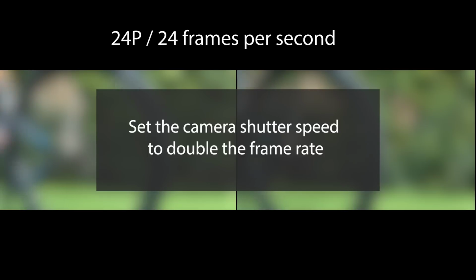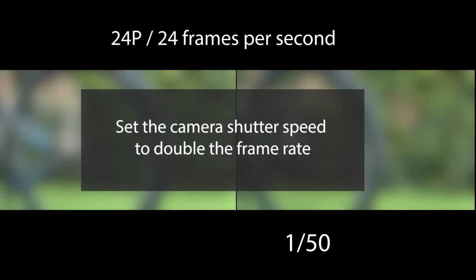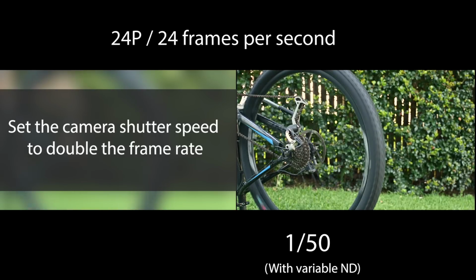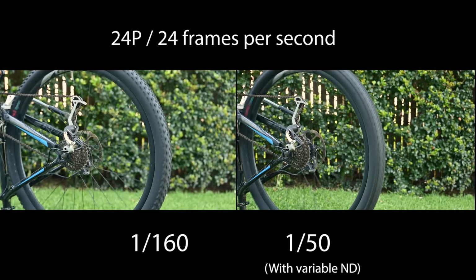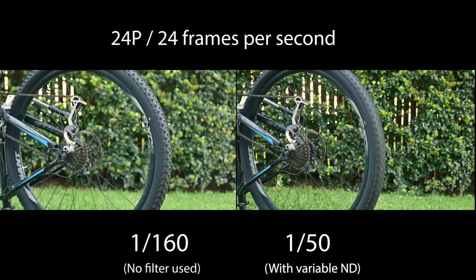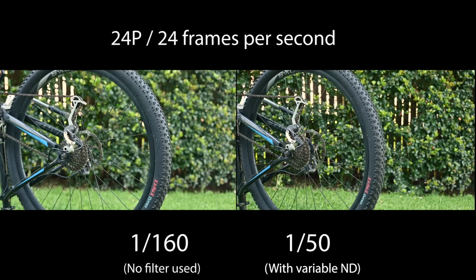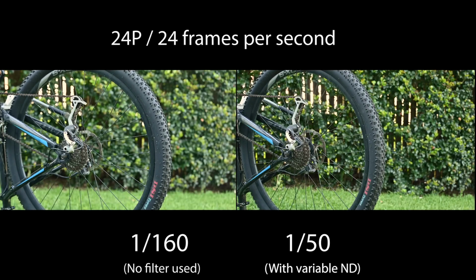So if I'm shooting at 24p or 24 frames a second, 2 times 24 is 48. Now the closest shutter speed I can get to that is 1/50th of a second, which is the speed used in this clip. Whereas the clip on the left was shot at 24p but a shutter speed of 1/160th of a second, which is too fast. And that explains why the footage looks so choppy and so unnatural.